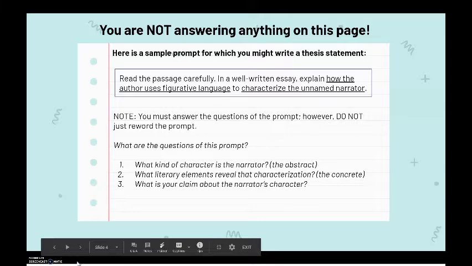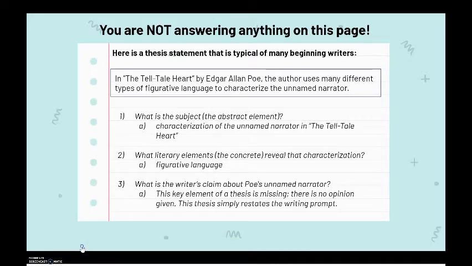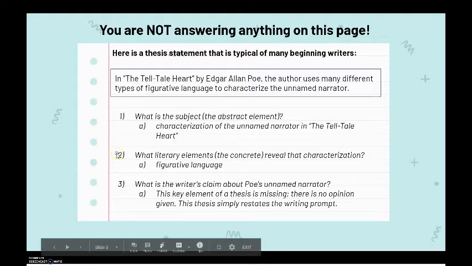And then we need to have the claim about the narrator's character. So let's take a look at some sample thesis statements that we hope answer these 3 things. In The Telltale Heart by Edgar Allan Poe, the author uses many different types of figurative language to characterize the unnamed narrator. I want to point out something that this person did well. When you are writing a thesis statement, you want to include the title of the work and the author's name.